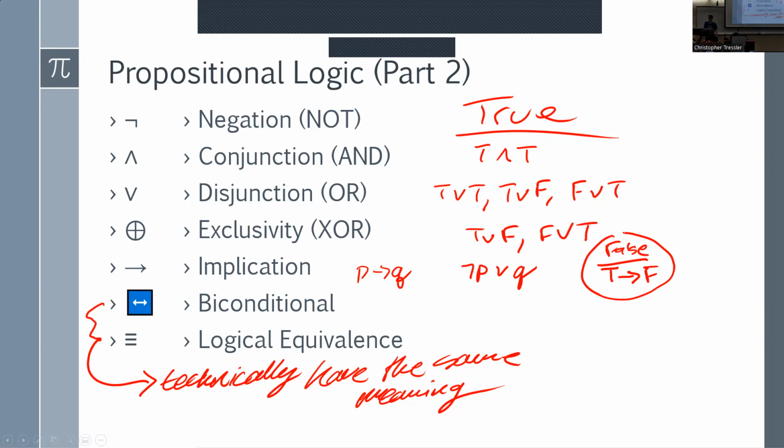And then the biconditional, does anybody know the fancy representation for a biconditional?